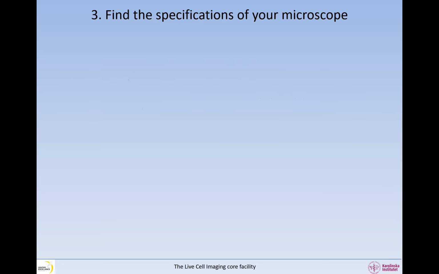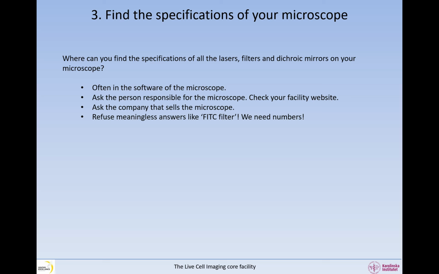Now you're going to work on finding the specifications of your microscope. So where can you find all the lasers, filters, and dichroic mirrors in your microscope? Most of the time you can find them in the software. So open the software and find all the possible excitation sources and the dichroic mirrors and the filters.